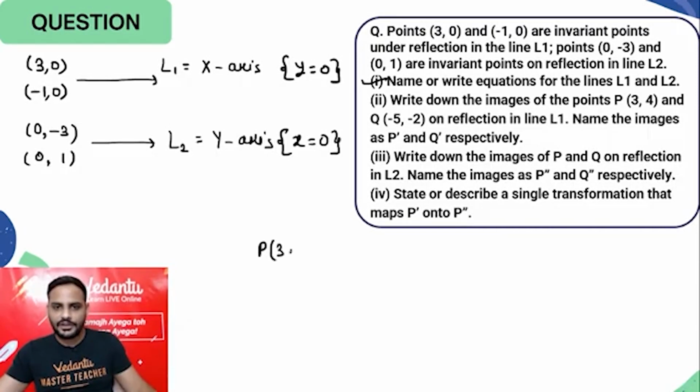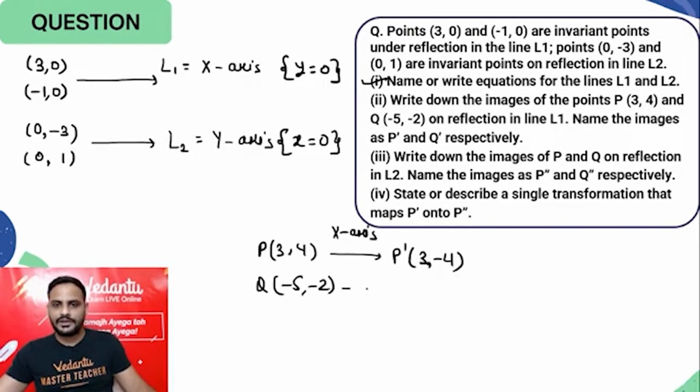P, which is 3, 4. If I do the reflection under L1, L1 is what? X-axis. So x coordinate will remain same. So P dash will be 3, y coordinate will change the sign. Similarly, Q, which is minus 5, minus 2, will become Q dash, x coordinate remains same, y coordinate changes sign. And P double dash, Q double dash, let's do that.